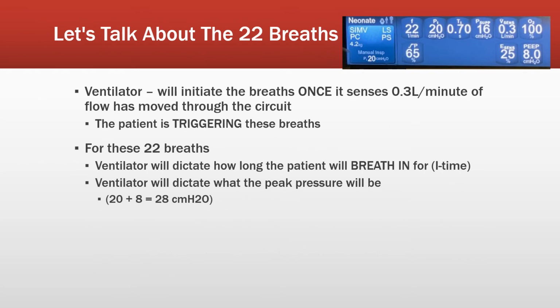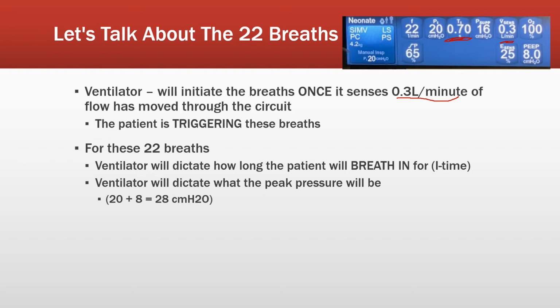So let's talk about those 22 mandatory breaths that the ventilator has to deliver, because that is its goal. Well, the ventilator will start initiating this breath once it senses the flow trigger of 0.3 liters per minute through the circuitry. So once a patient moves that 0.3 liters per minute through the circuit, the ventilator knows, hey, they're trying to breathe in, let me deliver the breath. So again, the mandatory breaths have to be met, and the ventilator will dictate how long the patient will breathe in for. So for these 22 breaths, the patient will get 0.7 seconds of I time. That means it'll take 0.7 seconds for that breath to go into the patient.